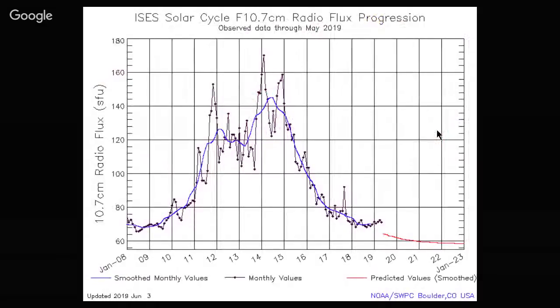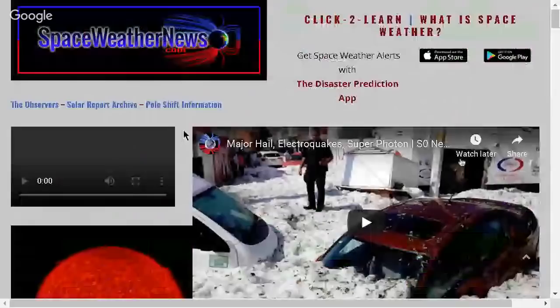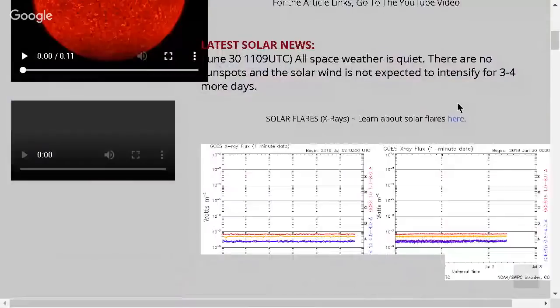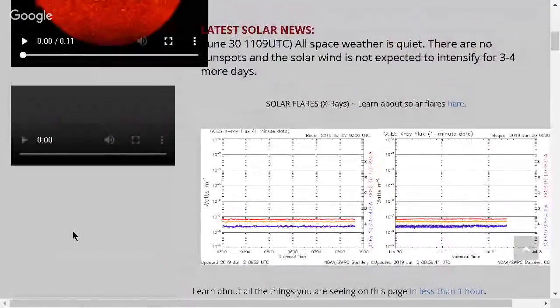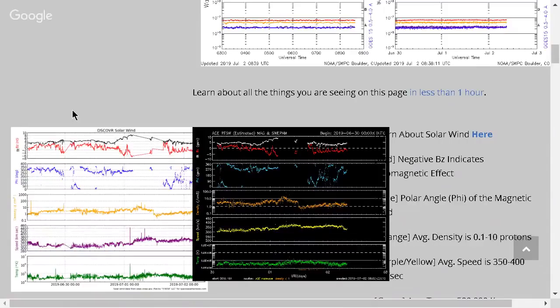Also, let's get back to the sun. 10.7 centimeter radio flux is up to 68. Still above predicted values, but welcome to the solar minimum as it drags on and on and on. We're forecasting it to end in September, where we'll see more cycle 25 sunspots than cycle 24 polarity sunspots. X-ray flux has ticked up a tiny bit due to that active region that's just about to be in the Earth-facing portion of the solar disk.